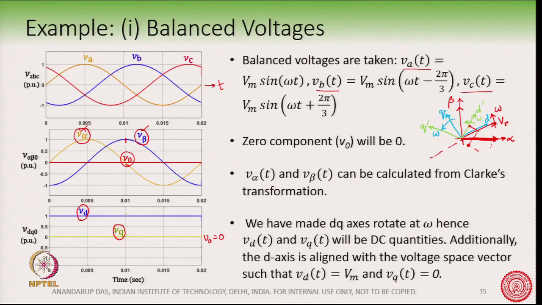So, in this example we have shown how V alpha, V beta, V 0 will look like and how Vd and Vq look like. In this case we have taken the dq axis rotating at the same speed as the speed of the space vector, and we have also ensured that the d axis is coincident with the space vector. So, this was the first example.